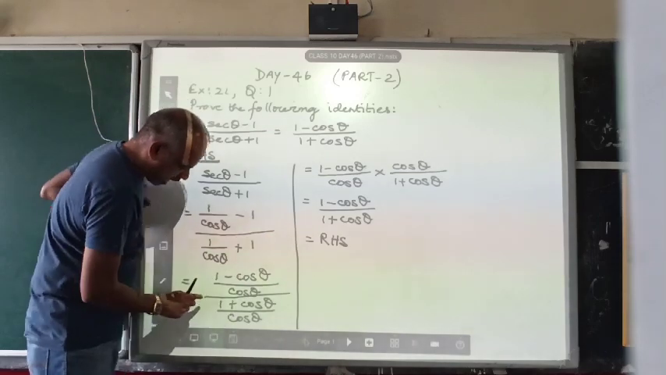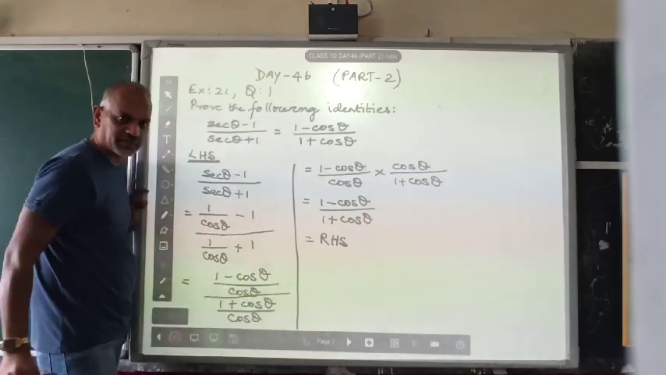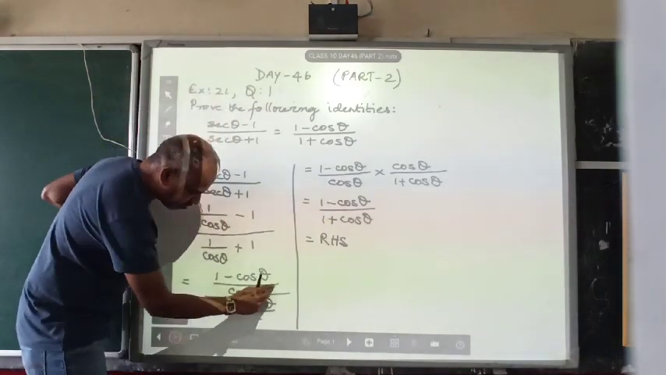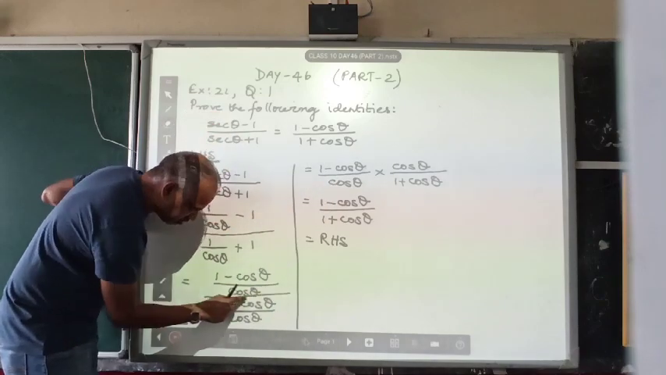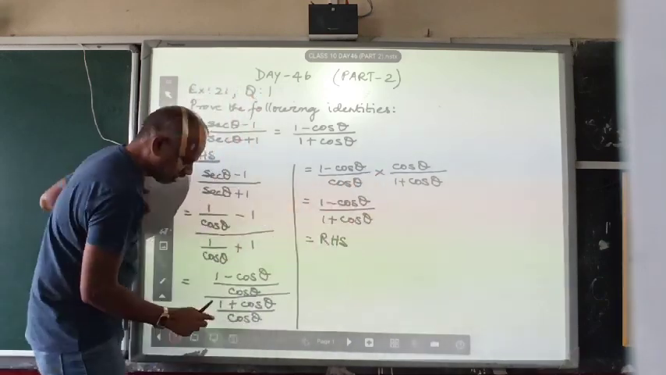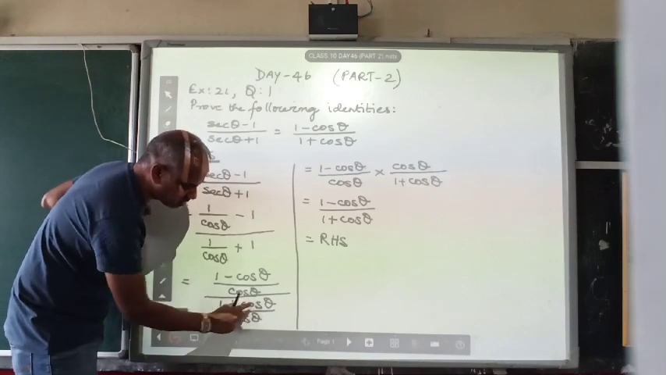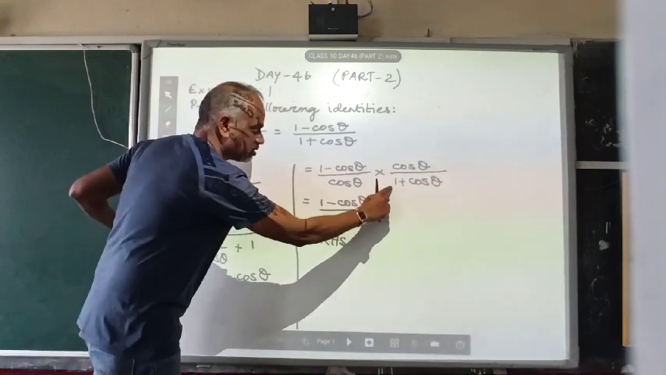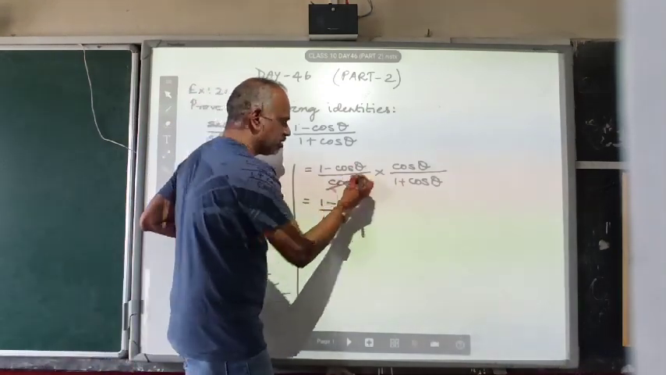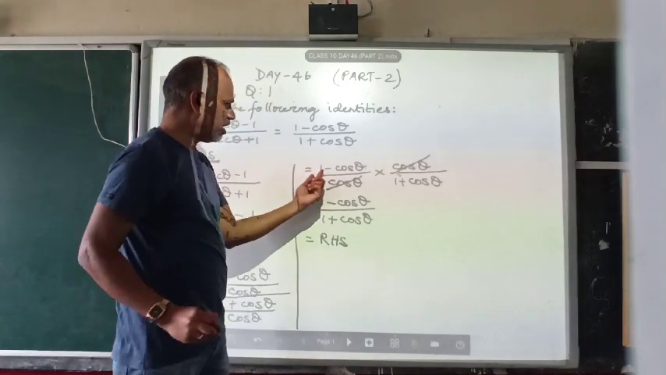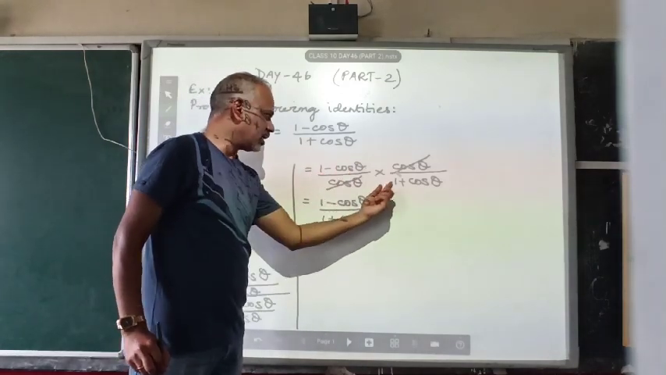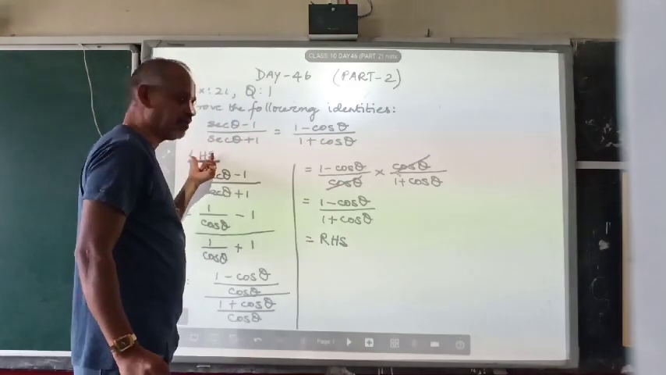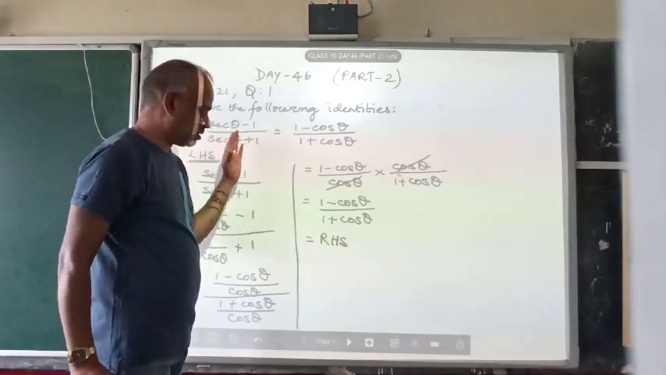We got this. And the next step, I am going to change this division to multiplication. So this remains the same. 1 minus cos theta divided by cos theta, and this division is going to be changed to multiplication, which means you are going to write the reciprocal of this, which means the cos theta goes as the numerator divided by 1 plus cos theta. You will see that the cos theta gets cancelled. You are left with 1 minus cos theta divided by 1 plus cos theta, which is your right hand side. You started with the left hand side, you got the right hand side. So this is what is proving.